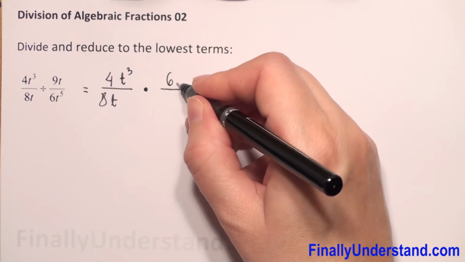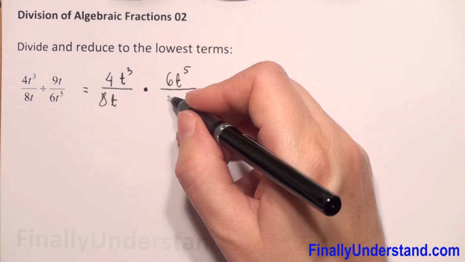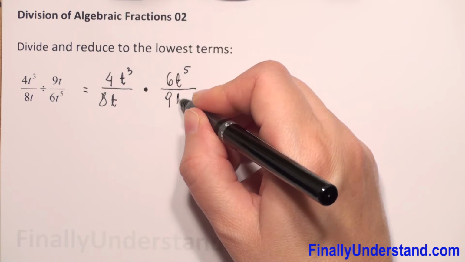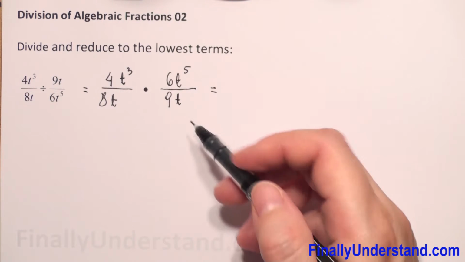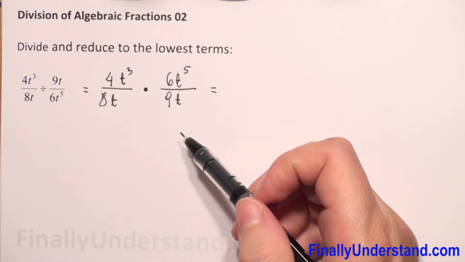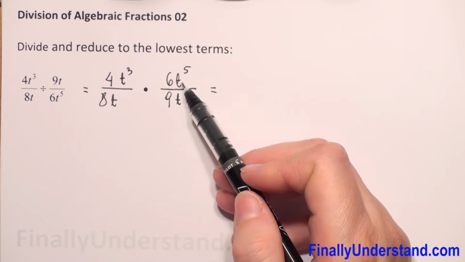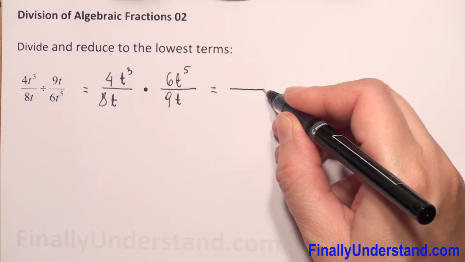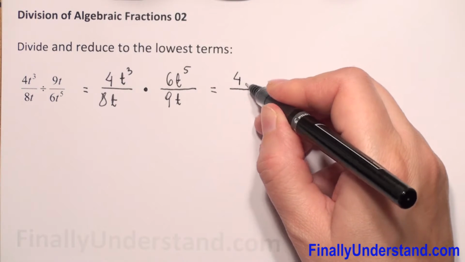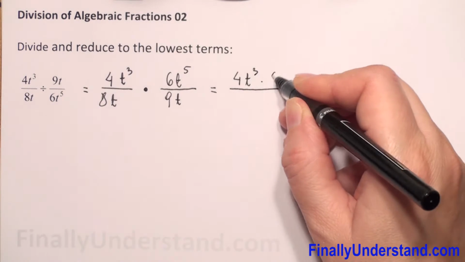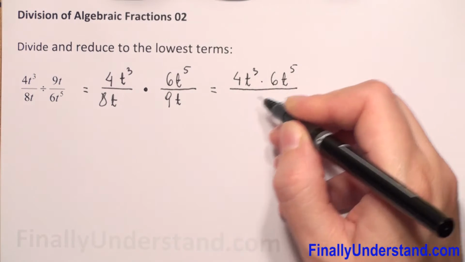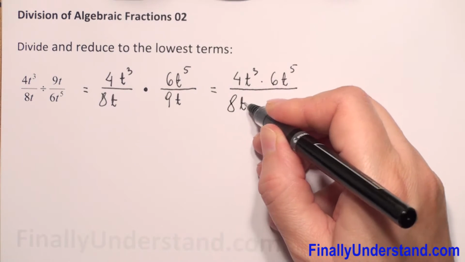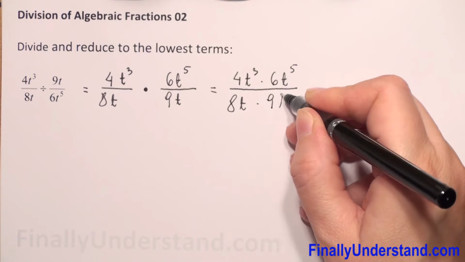It means the numerator will go to the denominator and the denominator to the numerator. So we will have 6t to 5th power over 9t. So this is equal, and now we have multiplication of fractions. So we multiply numerator times numerator, denominator times denominator. So this is equal 4t cubed times 6t to 5th power over 8t times 9t.